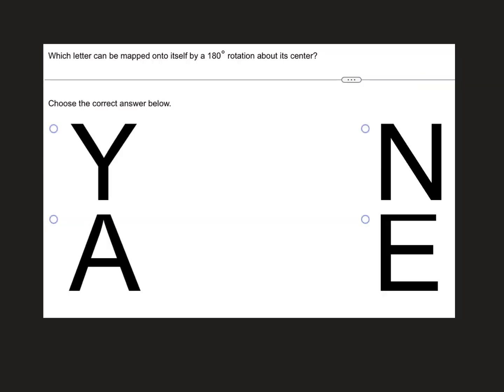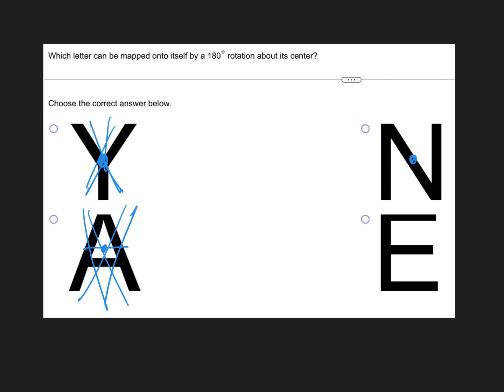All right, last one, and this is my favorite one. Which letter can be mapped onto itself by 180 degree rotation about its center? So let's say this is the center point. If I flipped it upside down, is that going to work? Nope. About the center point, let's see if I flip that guy upside down. Will that work? Nope. If I take this guy and rotate it 180 degrees, turning my iPad upside down, hold on.